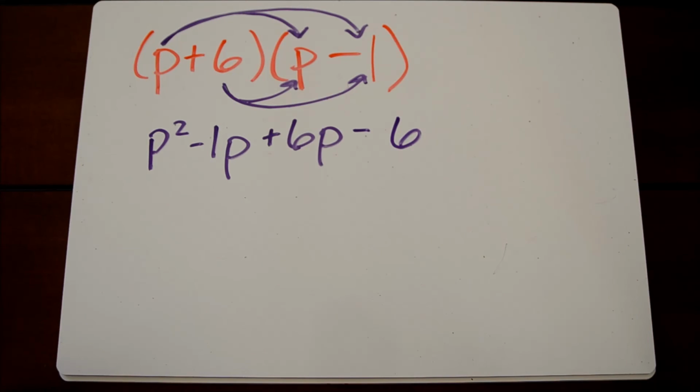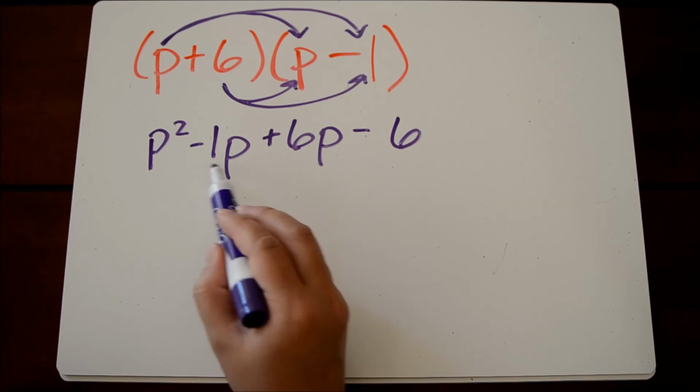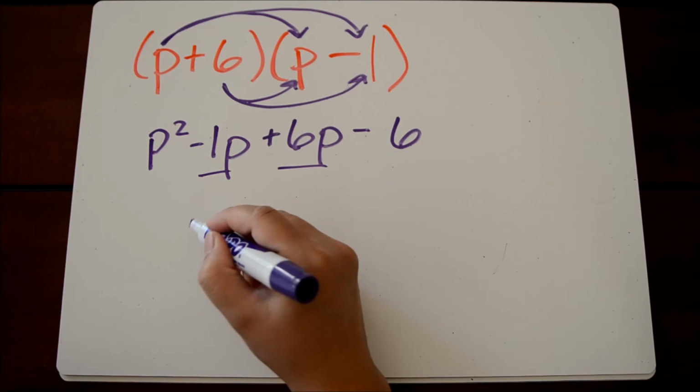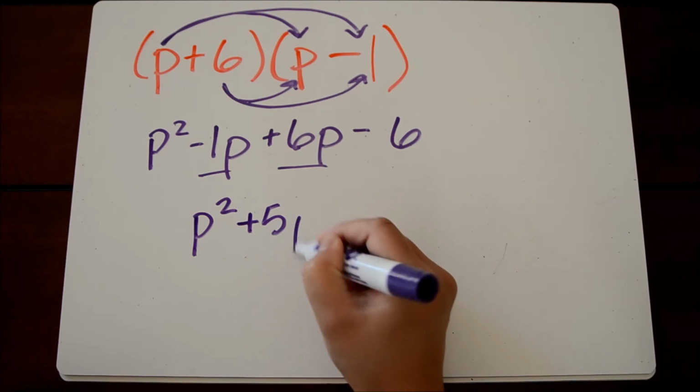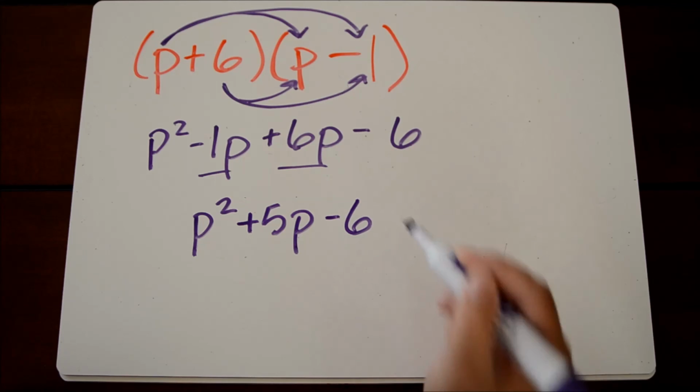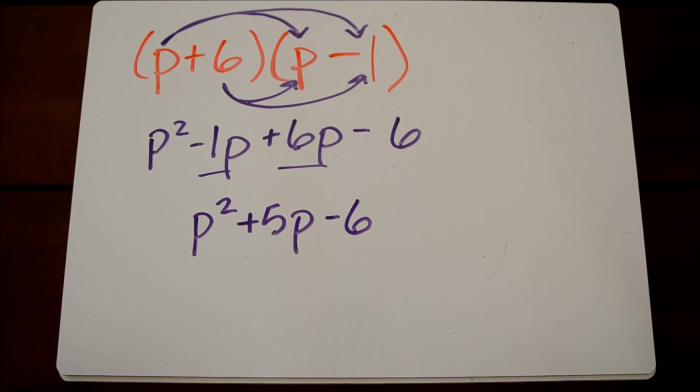Again, we're going to combine like terms. So negative 1p plus positive 6p is 5p, giving p squared plus 5p minus 6. And this is our simplified expression. That concludes our lesson on multiplying binomials.